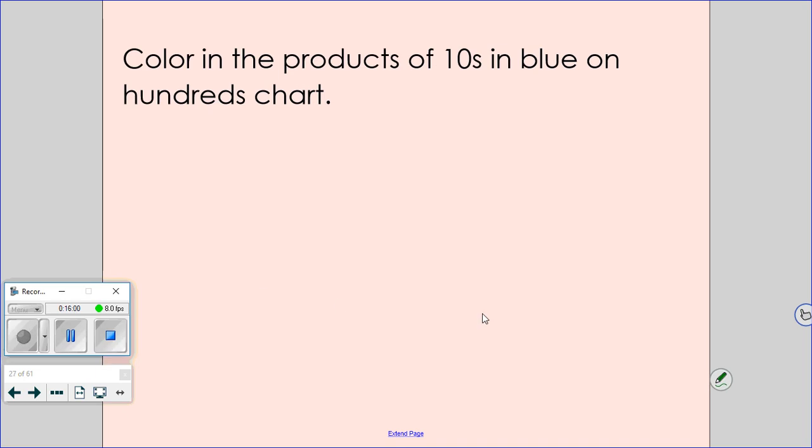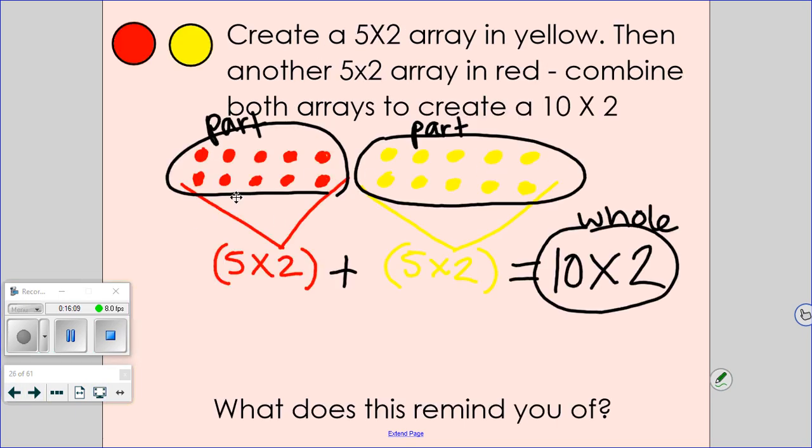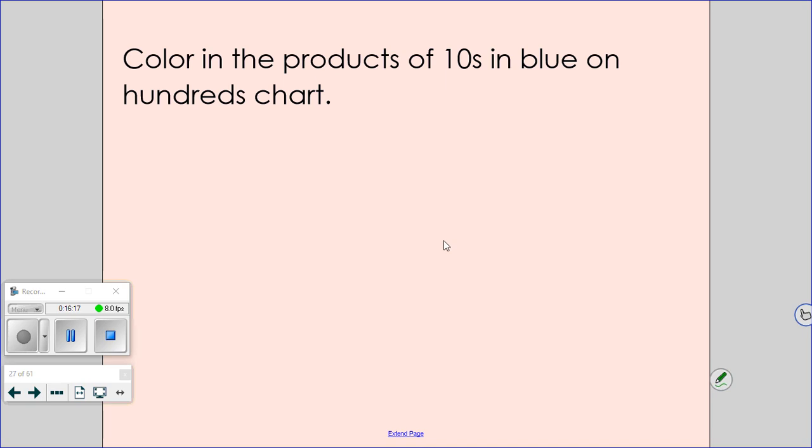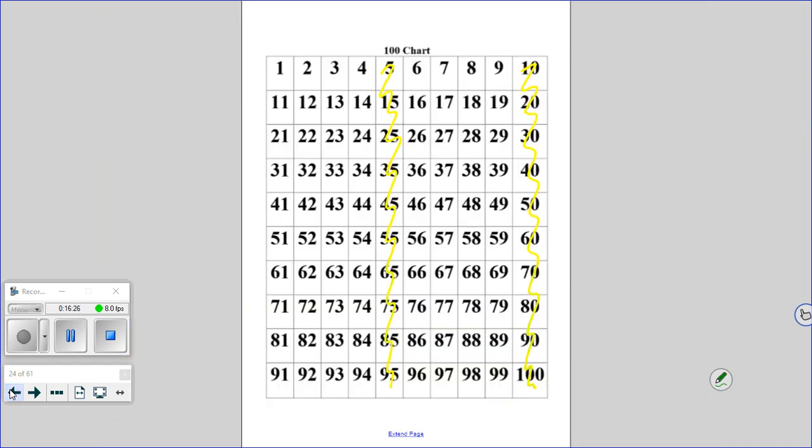Good chart. We know our 5s and our 10s are connected because we just made them connected, right? 2 5s gave us a 10. 2 5 parts gave us our whole 10. So now on your hundreds chart in blue, I want you to color the products of our 10s blue. Let me go back to my hundreds chart. Here we are.